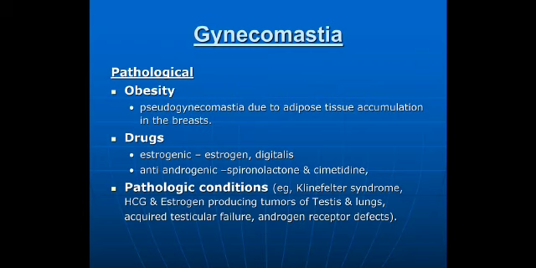Drugs like estrogen and digitalis therapy, because cardiac glycosides have a weak estrogenic effect. Anti-androgenics like spironolactone, which is a potassium sparing diuretic, and cimetidine, which is an H2 receptor blocker. There can be hypothyroidism also and cirrhosis with eunuchism. The pathological conditions are Klinefelter syndrome, HCG and estrogen producing tumors, that is human chorionic gonadotropin and estrogen producing tumors of testis and lungs, along with acquired testicular failure and androgen receptor defects, which can result in gynecomastia.